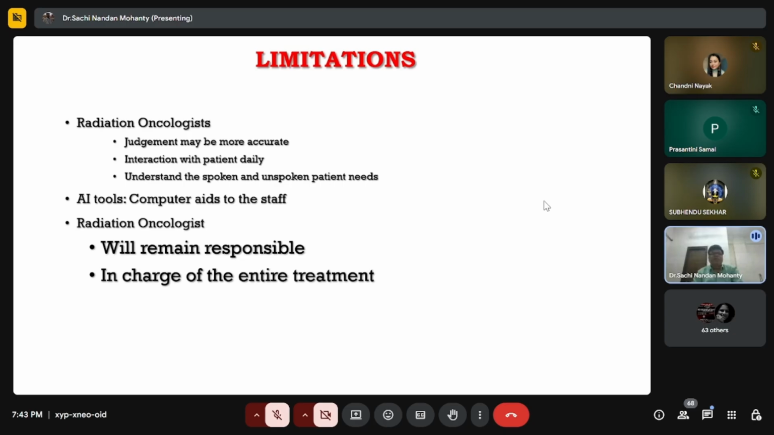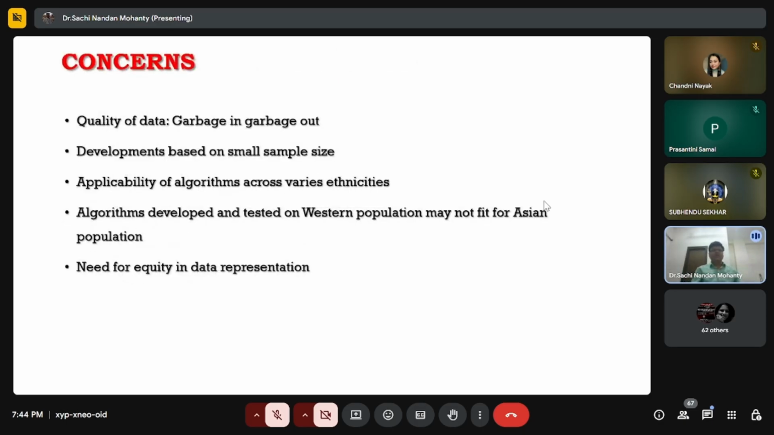Radiation oncologist judgment may be more accurate with the help of AI tools, and AI basically facilitates the expert domain to take the decision. Otherwise, what happens? The expert has to do a lot of clinical trials, and a lot of things are required to overlap. Radiation oncologists will remain responsible in charge of entire treatments. Limitations: the concern is the quality of the data. So data must be genuine data, data should be accurate and applicable to algorithms across various clinics, and data privacy should be maintained.